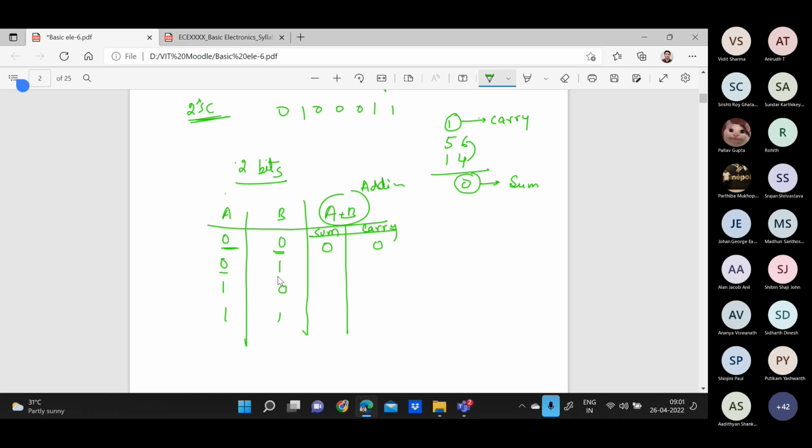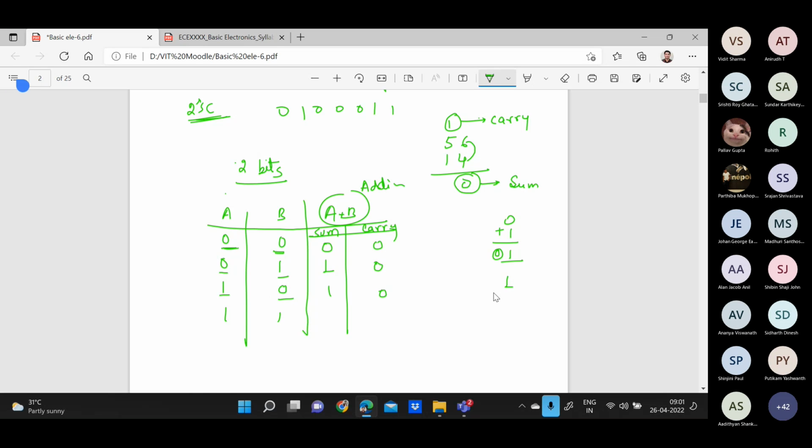If you are adding 0 plus 1, what will you get? 1 and without any carry. You will not get any carry. So sum is 1, carry is 0. If you again add 1 plus 0, you will get the same, 1 and 0.